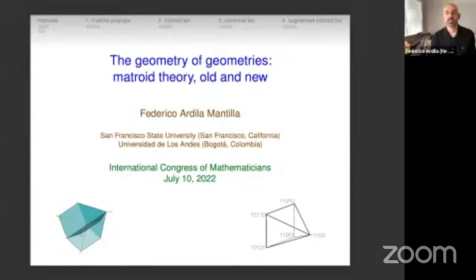Thank you so much to the organizers for the opportunity to speak here today. It is a great honor, and it's very exciting to get to share a little bit of mathematics that I love. So my talk today will be called The Geometry of Geometries, Matroid Theory, Old and New.